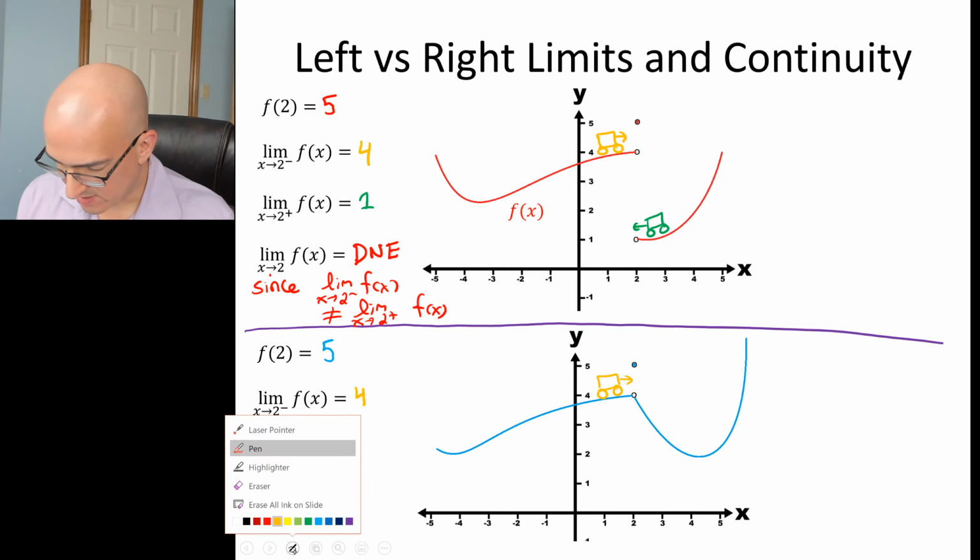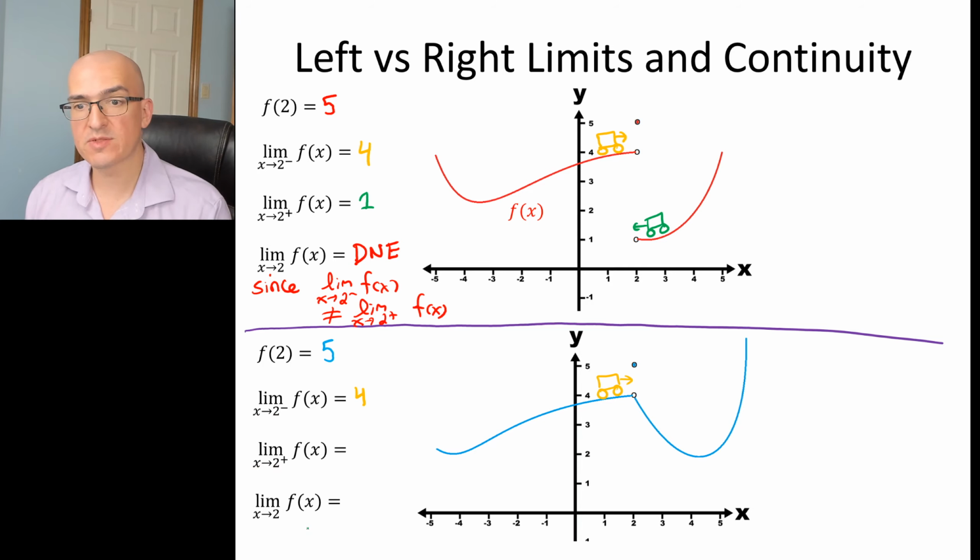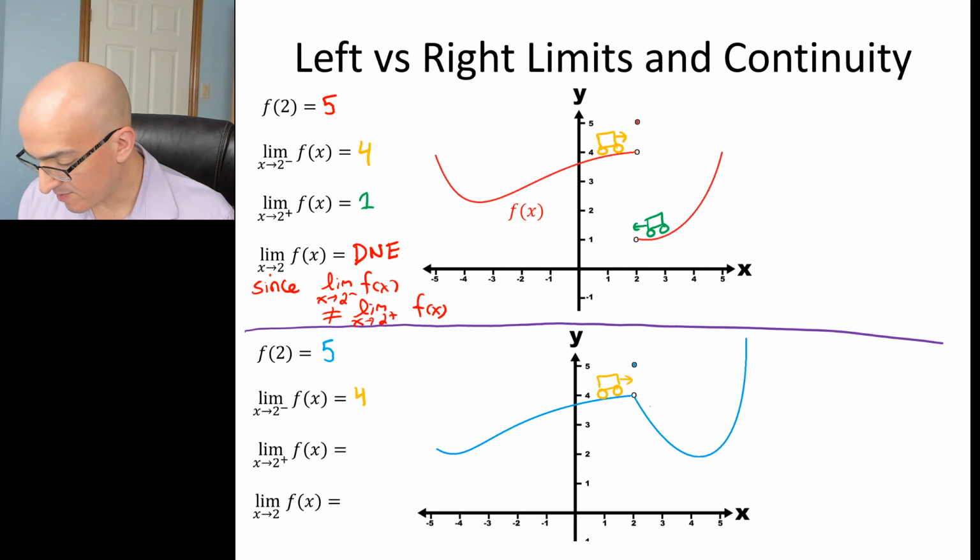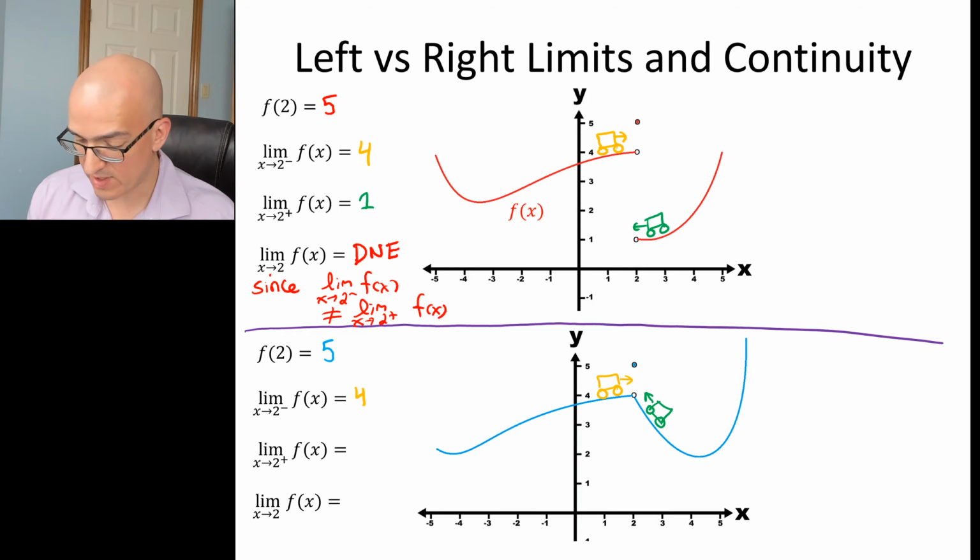Then on the right hand side, for the right limit, for the next part, limit as x approaches 2 plus, I put a math car on the curve just to the right of 2 and push it towards an x coordinate of 2 and read off the y value, and it's going to get very close to 4 as well.